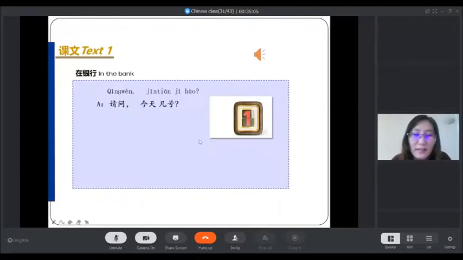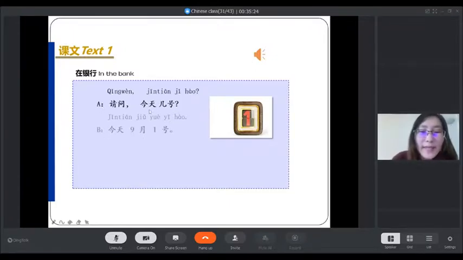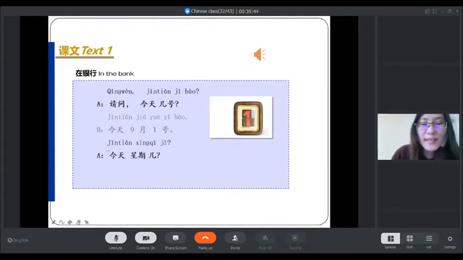Let's look at the dialogue. The first one. 请问 excuse me, 今天几号？今天 means today. 几号 which day? So 今天几号 means what's the date of today? 今天9月1号。That means today is 9月 September 1st. 今天星期几？星期 means week. So if I say 星期几 that means which weekday? I can say 星期三. Today is Wednesday.